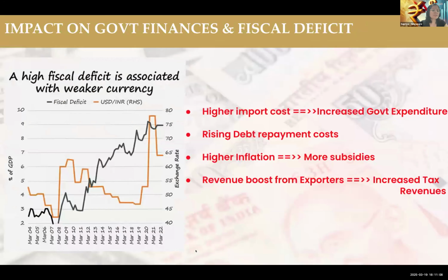As already pointed out, a weaker rupee makes imports more expensive, especially crude oil, fertilizers, and defense equipment, which India heavily relies on. Since fuel subsidies and other essential imports are government funded, a depreciating rupee increases fiscal burden.